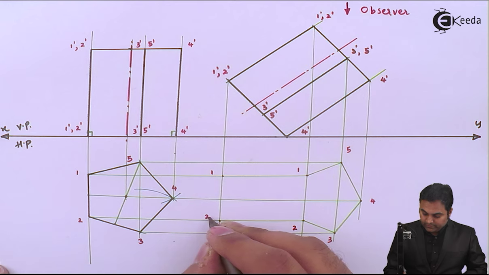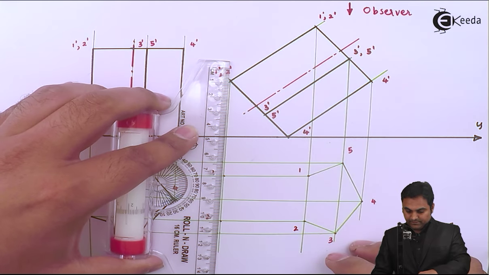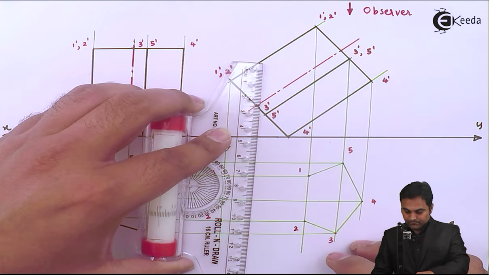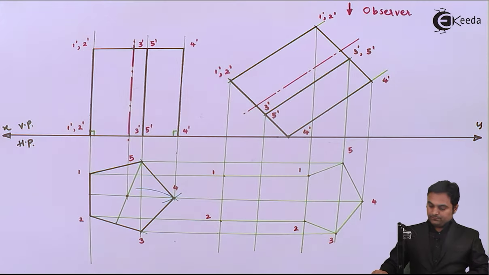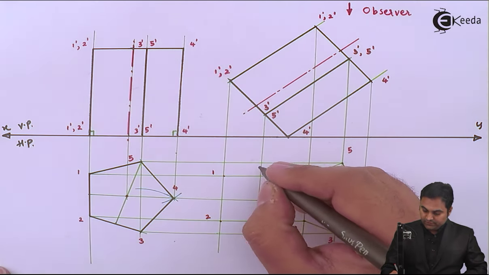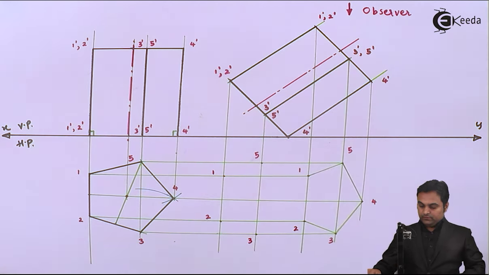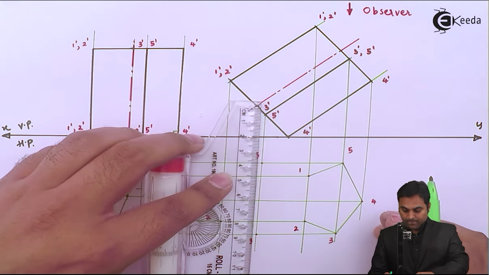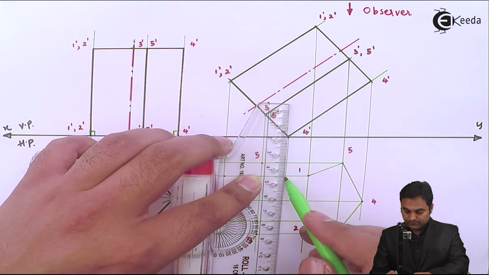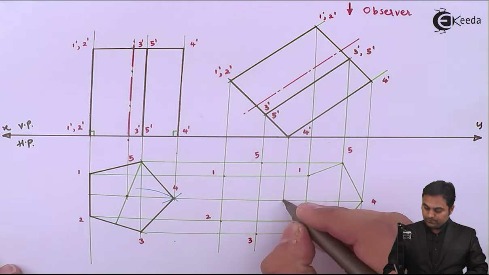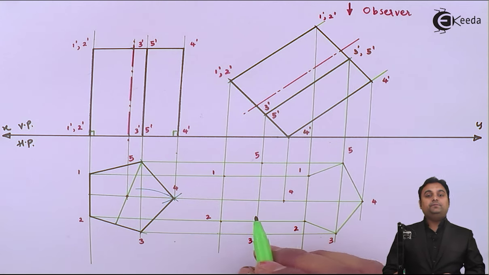point 1 and 2. Next, again 3 and 5 will pass through the same line. Point 3 and 5. Then point 4, from the front view first, and then from the top view. So here I get point 4.